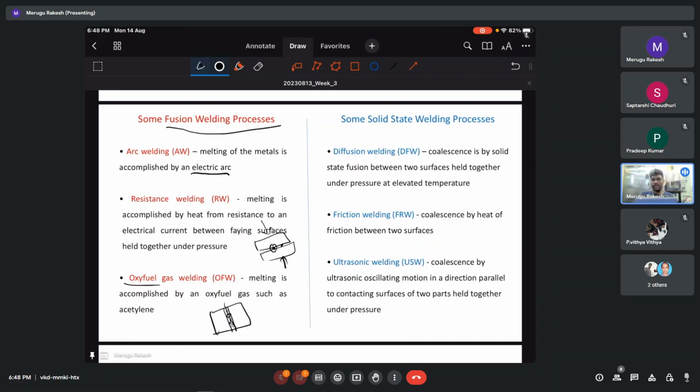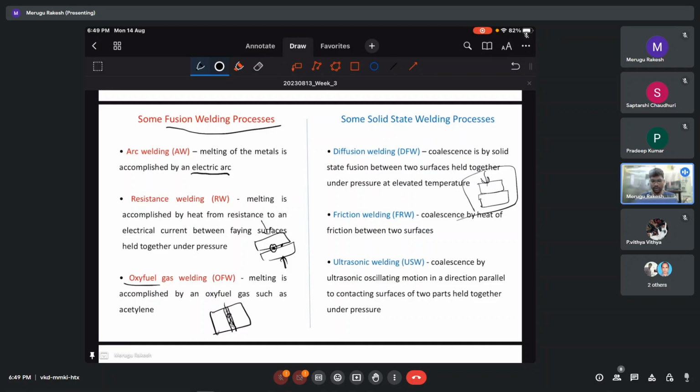So on the right side, you can see some of the solid state welding processes. One is diffusion welding. Coalescence is by solid state fusion between the two surfaces held together under pressure at elevated temperature. This is simple. If you know about the sintering process, the same principle is used. Basically, we take two solid surfaces, keep them together, apply some pressure, and keep them inside a furnace.